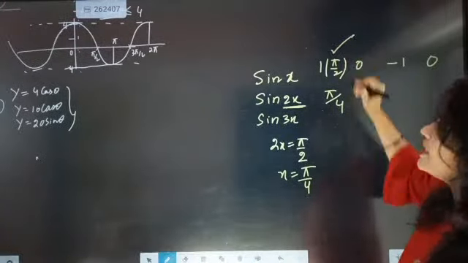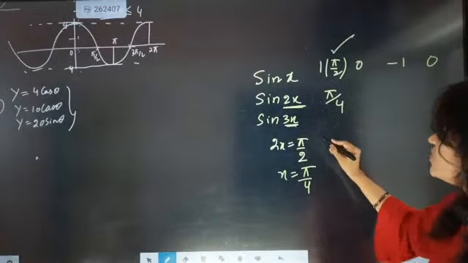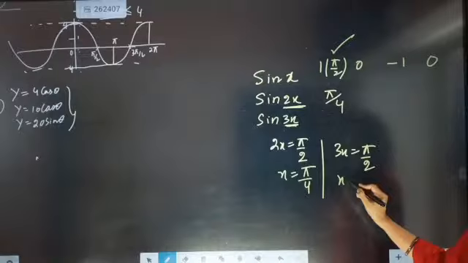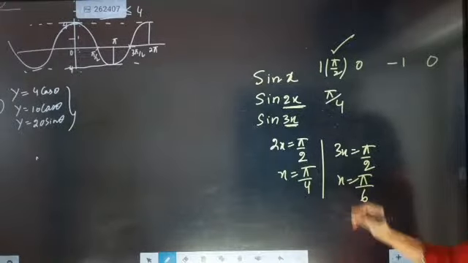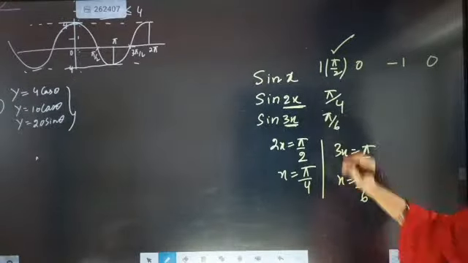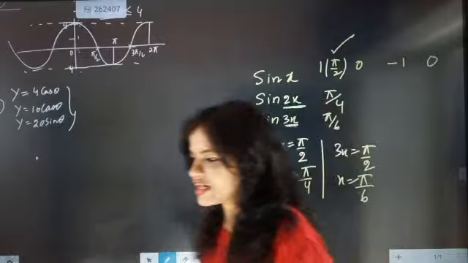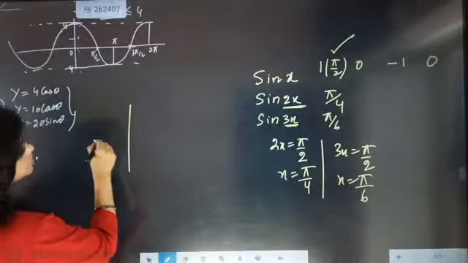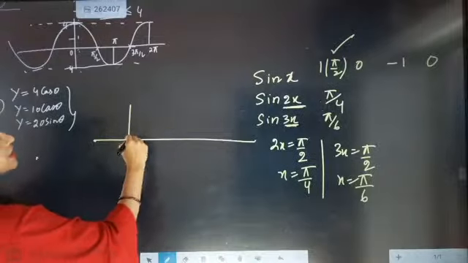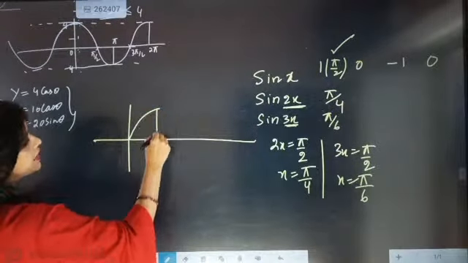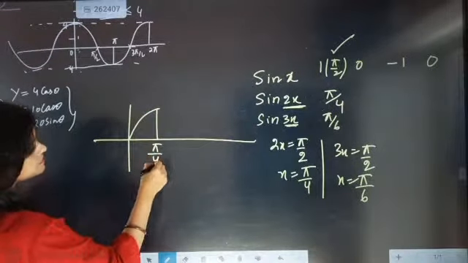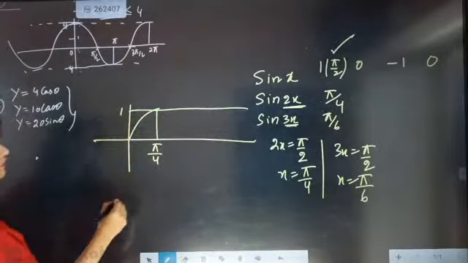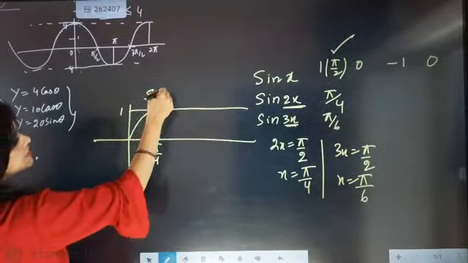Now maxima is attained at pi by 2 for sine x. When 3x is there, 3x will be equal to pi by 2, so x maxima will be attained at pi by 6. Now I am drawing both graphs at a time so that you can understand this very important difference. When sine 2x is there, then maxima, that is 1, will be attained at pi by 4. This is for sine 2x.